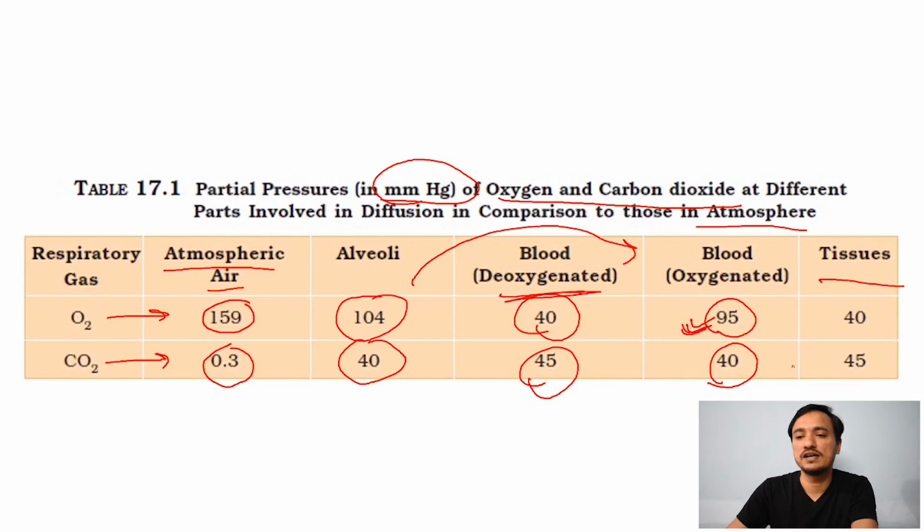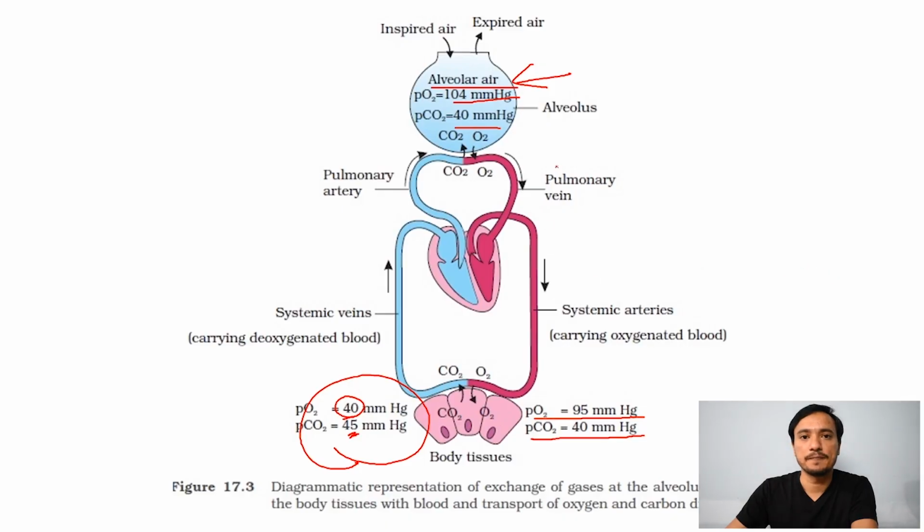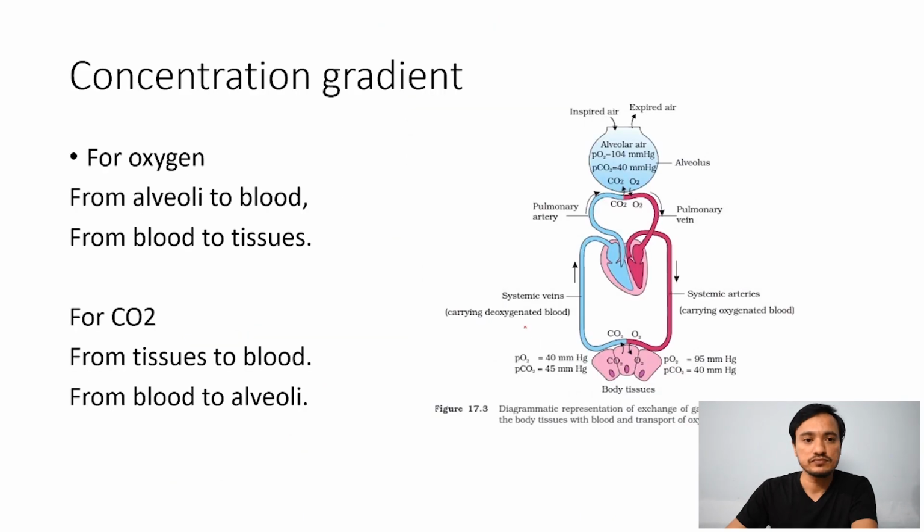You can just remember, in tissue, blood gets deoxygenated, CO2 is added into the blood and O2 is taken, and their partial pressure is the same in deoxygenated blood and in the tissue. This is the picture which is showing different PO2 and PCO2. These are the numbers. You have to remember this. There is no other option.